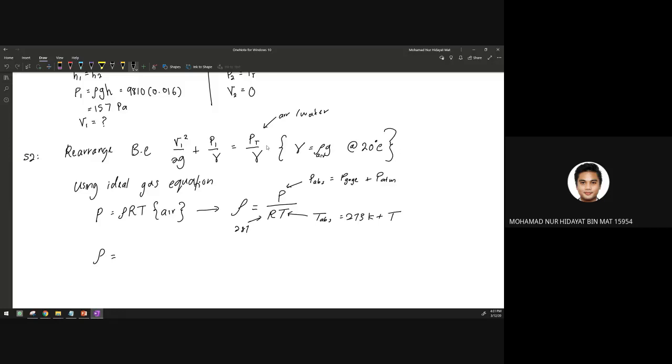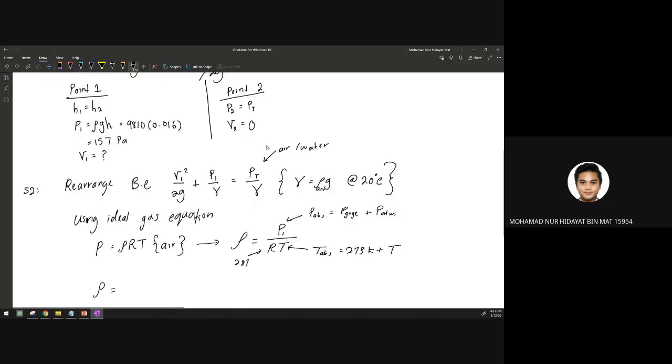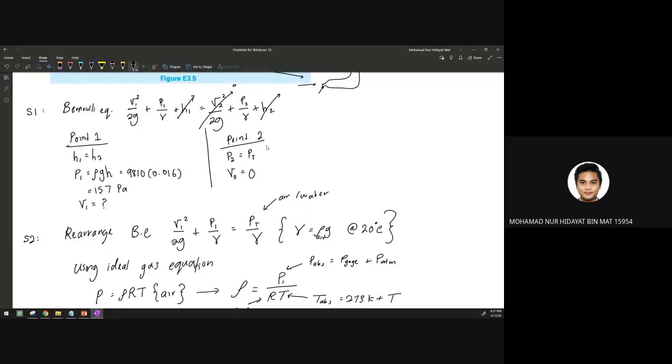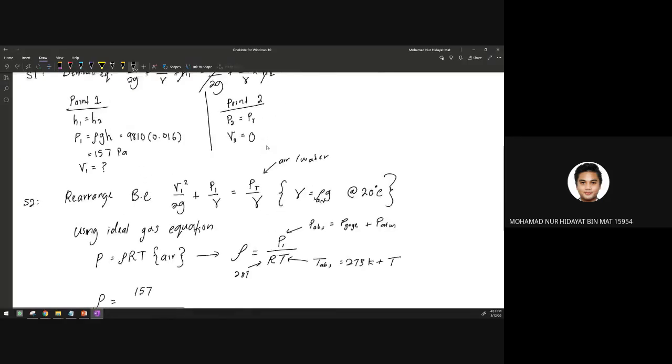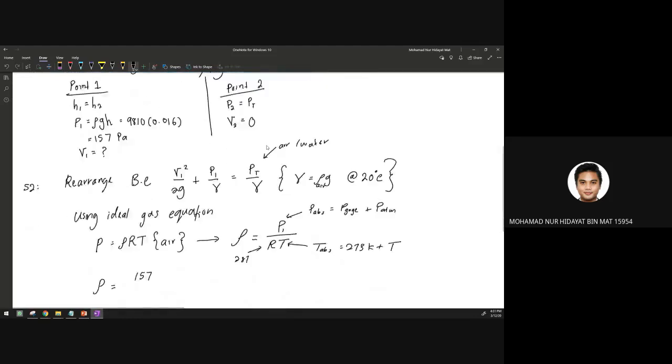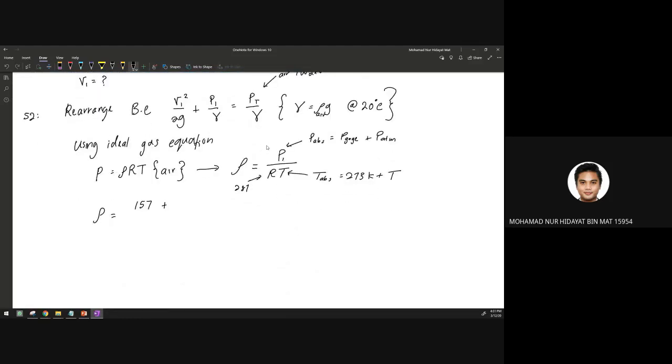which is the pressure at 1. Pressure at 1 is equal to what we calculated earlier, 157. This is static pressure, or a gauge pressure. We have to add atmospheric pressure, which is 101. What's the value of atmospheric pressure? This is general knowledge. You have to know the atmospheric pressure.